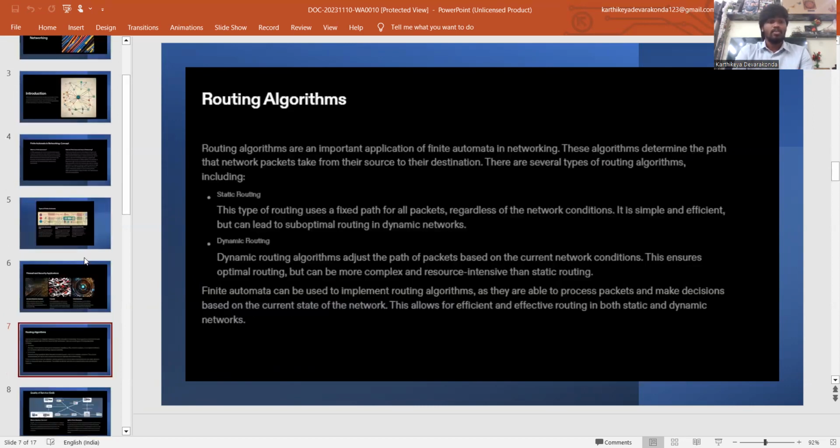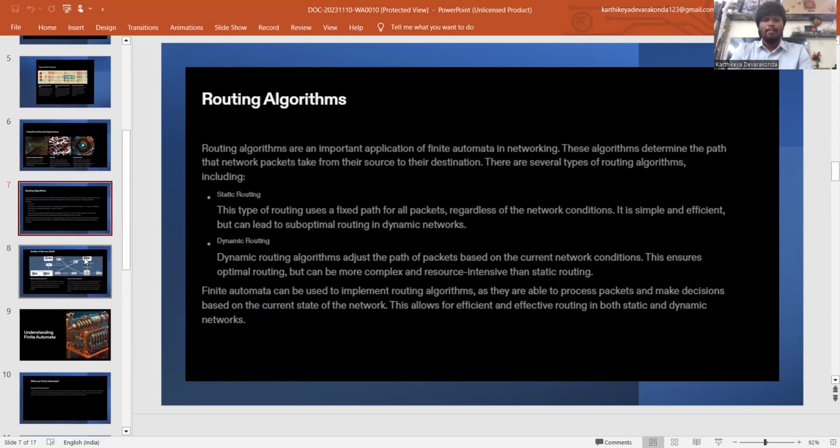Routing algorithms are an important application of finite automata in networking. These algorithms determine the path the network packets take from their source to their destination. There are several types of routing algorithms, including static routing and dynamic routing. Now we will discuss about the static routing. This type of routing uses a fixed path for all packets regardless of the network conditions. It is simple and efficient, but can lead to suboptimal routing in dynamic networks.